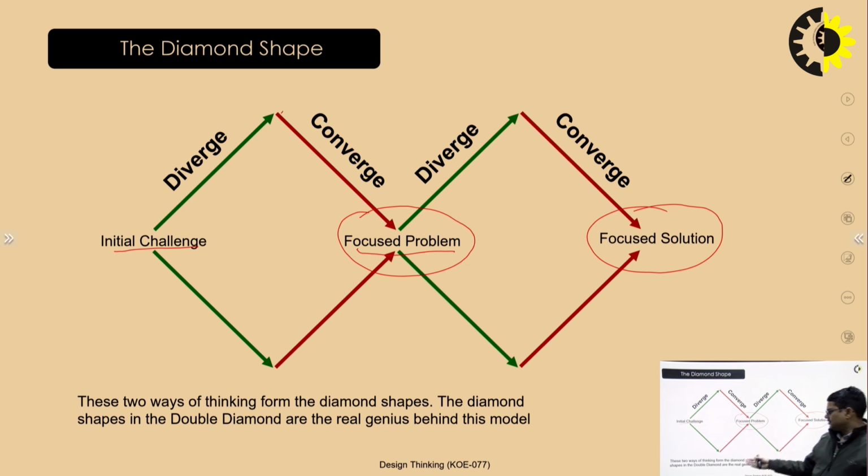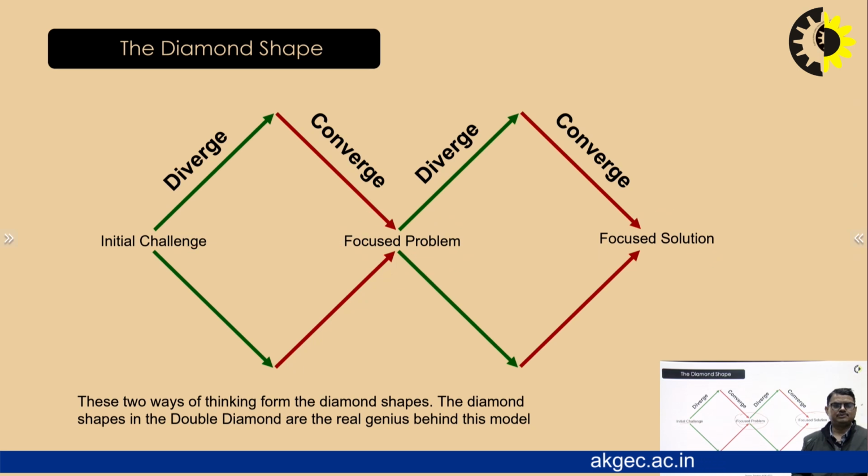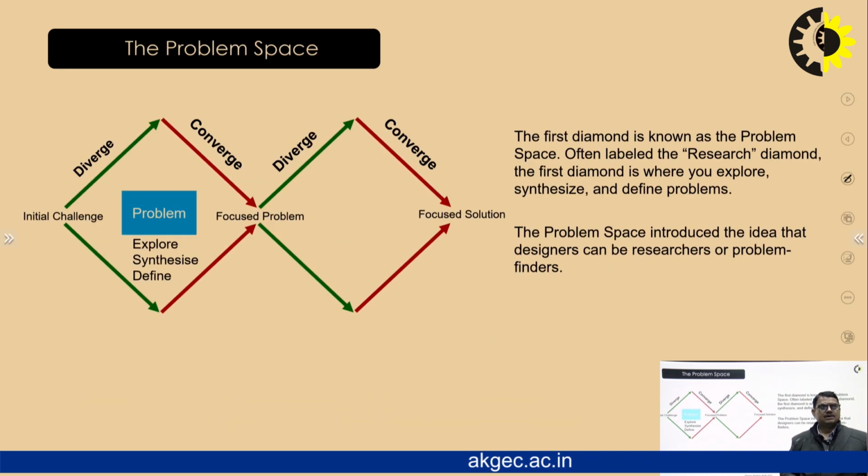These two ways of thinking from the diamond shapes, the divergent thinking and the convergent thinking, are the main reason why we call it the double diamond theory, or double diamond approach or process. Now, let us try to understand a little more deeply what the double diamond is and how it helps us in solving problems in real time.